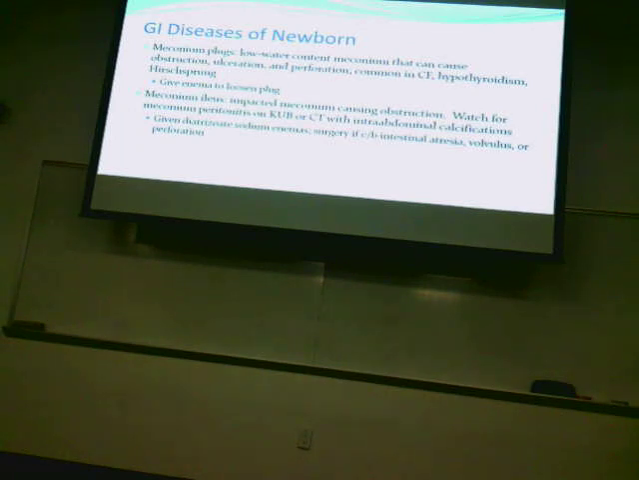Meconium ileus is impacted meconium that causes some obstruction, and you want to look out for meconium peritonitis on the KUB or CT. CT can show intra-abdominal calcifications with this condition. You want to give diatrizoate sodium enemas, and surgery if it's complicated with intestinal atresias, volvulus, or perforation.